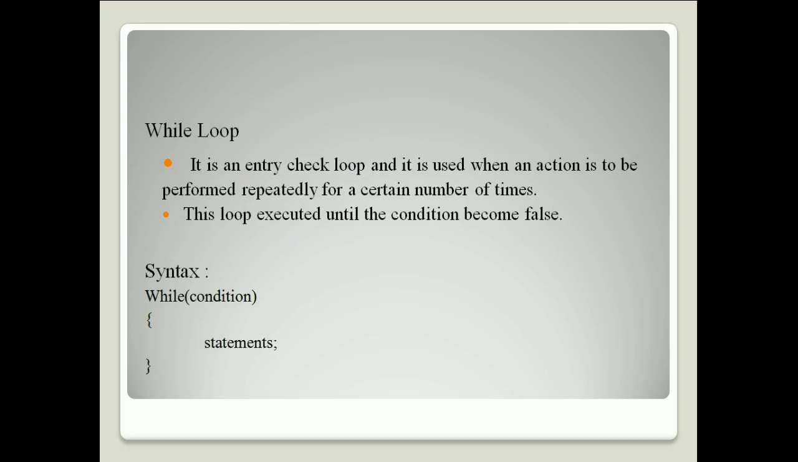Now let us go to the while loop statement. A while loop statement is also called an entry check loop, and it is also used when the action is performed repeatedly for a certain number of times. This loop is executed until the condition becomes false. It is also like a for loop statement, but there is some difference between the for loop and while loop statements. We can see the syntax on this screen: while condition statement. In the for loop statement, we give the initializer value, the condition, and the increment or decrement. But in the while loop statement, it will only check the condition.